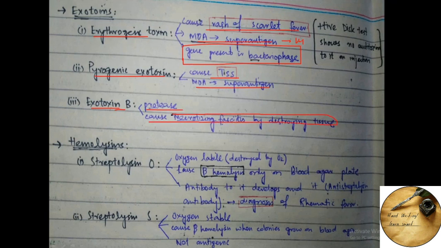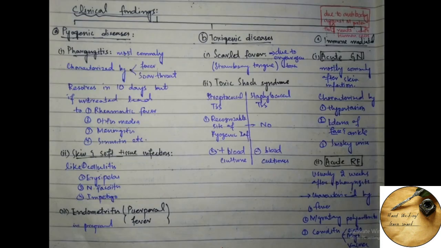Now the hemolysins released by Streptococcus pyogenes are streptolysin O and streptolysin S. Streptolysin O is oxygen labile, i.e. it is destroyed by oxygen, and causes beta hemolysis only on a blood agar plate. The antibody it develops, called anti-streptolysin O antibody, helps in the diagnosis of rheumatic fever. Streptolysin S is oxygen stable and causes beta hemolysis when grown on blood agar, and it is not antigenic. No anti-streptolysin antibody will be produced against streptolysin S.